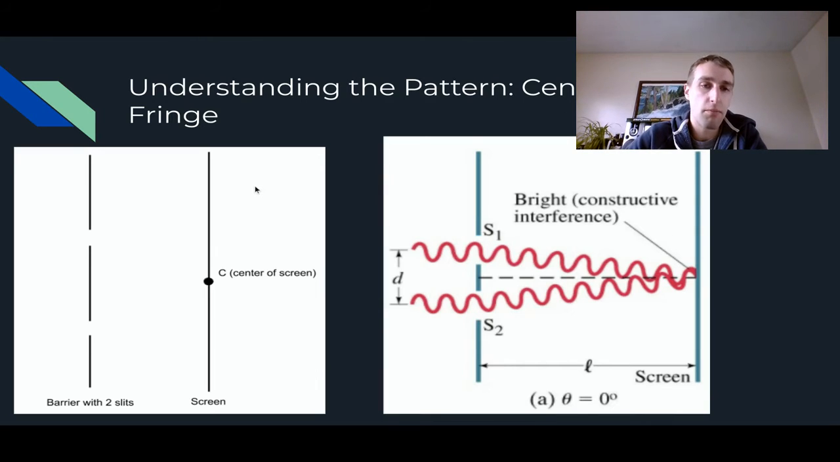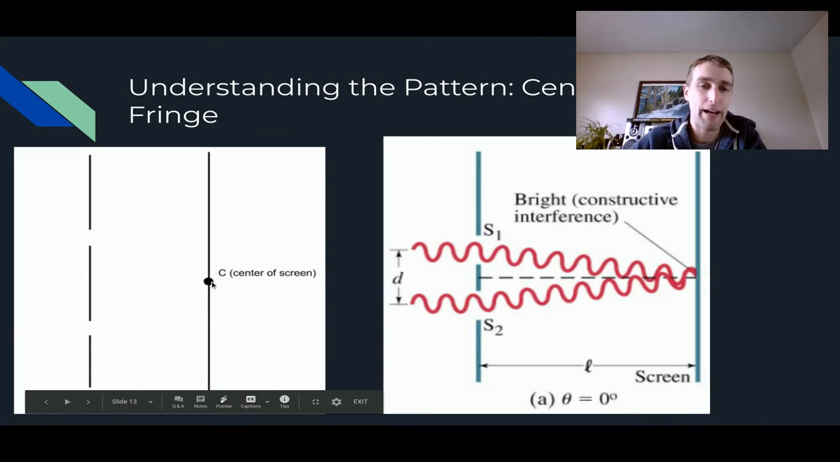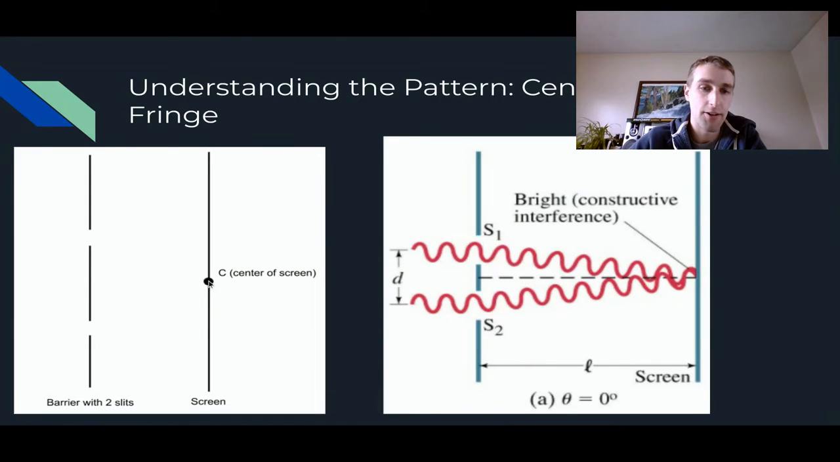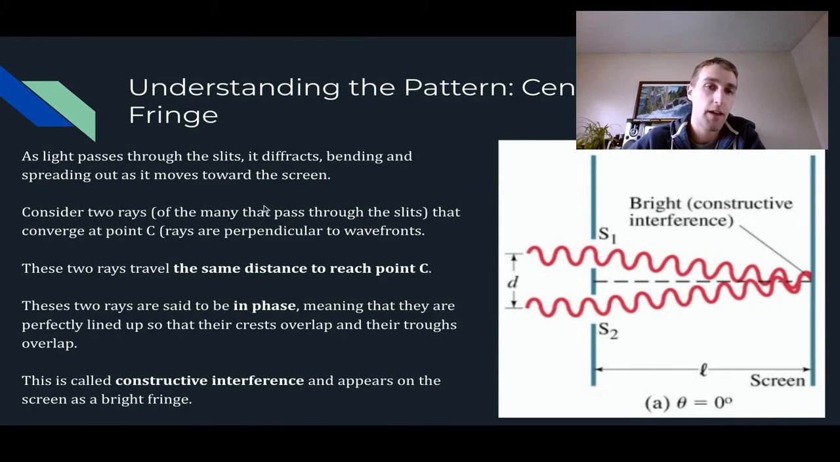So of all the bright and the dark spots that we can see on the screen when we shine our light through these two slits here, forget about all of them except the one right at the center. So there are lots of ripples. You can imagine them as ripples propagating out, adding together, but we only care about the point right at the center. So that appears as a bright spot with two slits here.